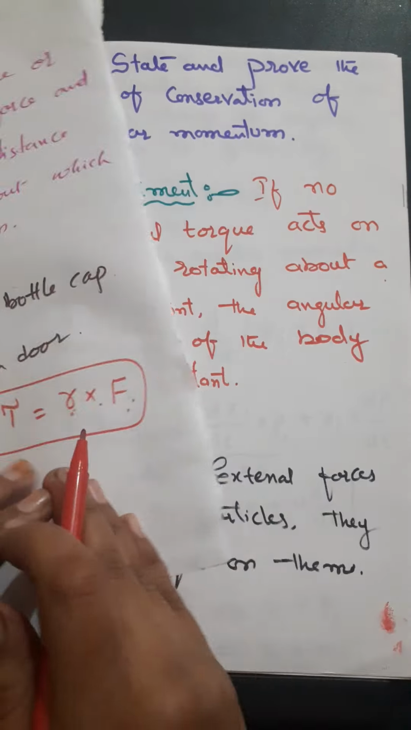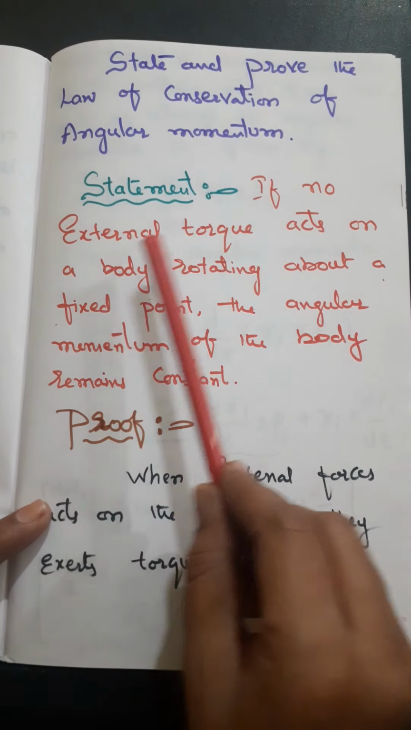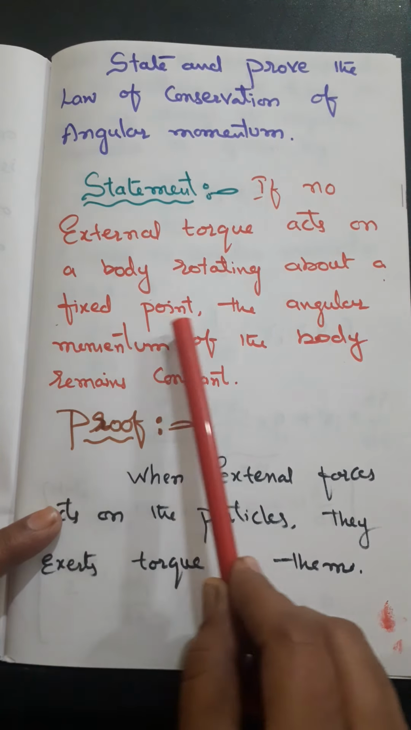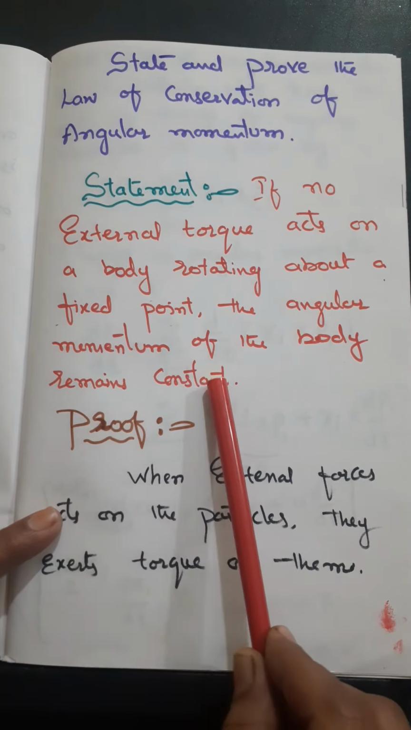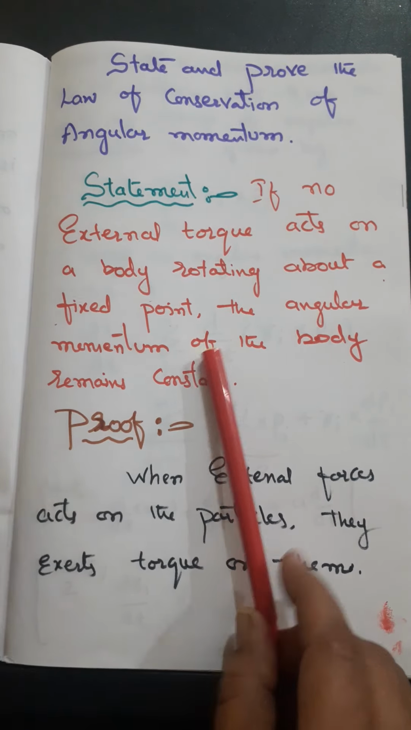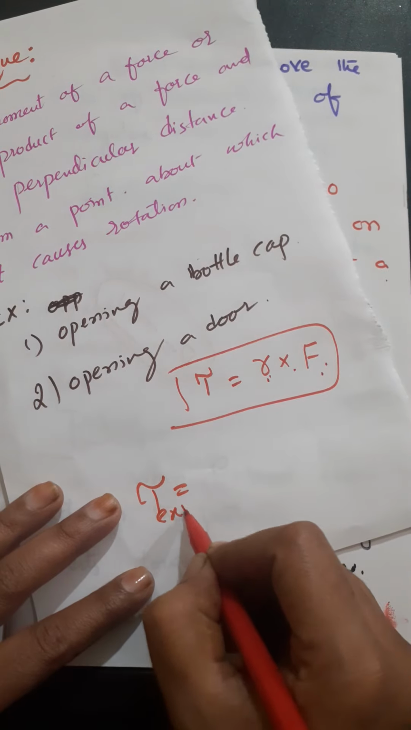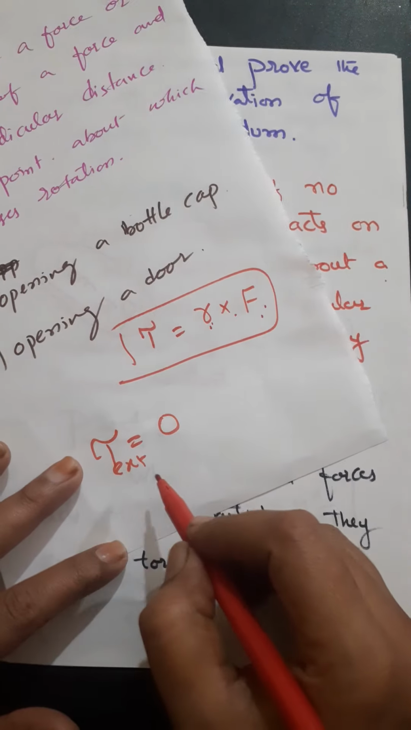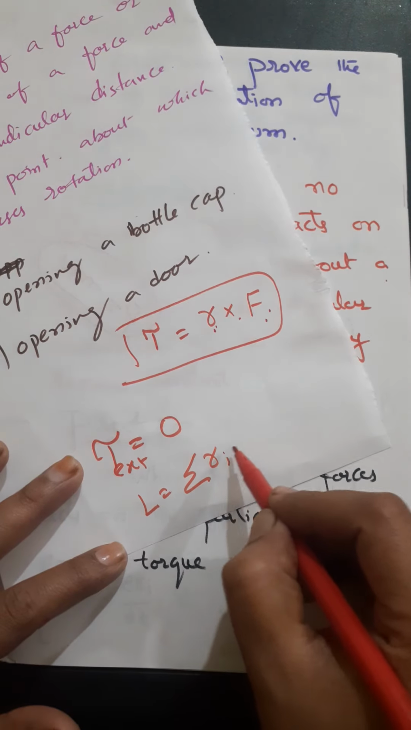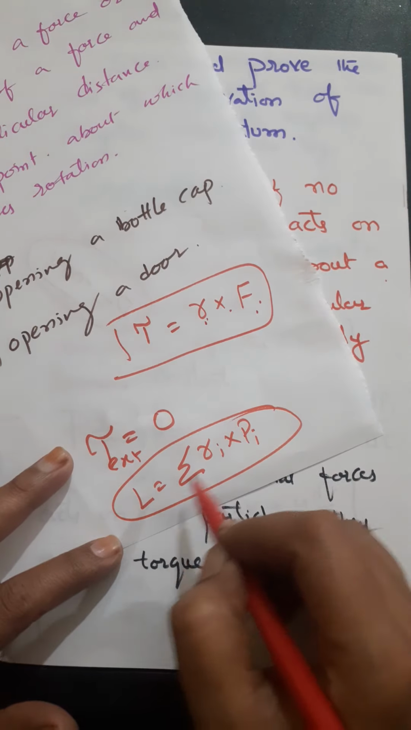Next, come to the point. Here the statement is: if no external torque acts on a body rotating about a fixed point, the angular momentum of the body remains constant. We have to prove this. So when there is no external torque, or external torque is equal to 0, then the angular momentum, as I just told you, r_i cross p_i, remains constant. We have to prove this.